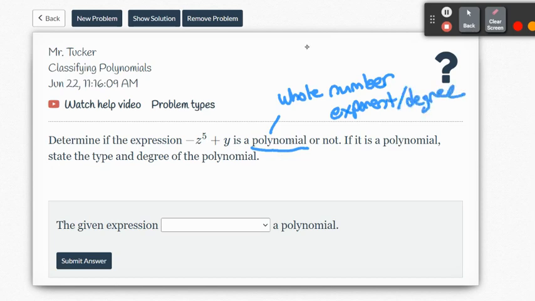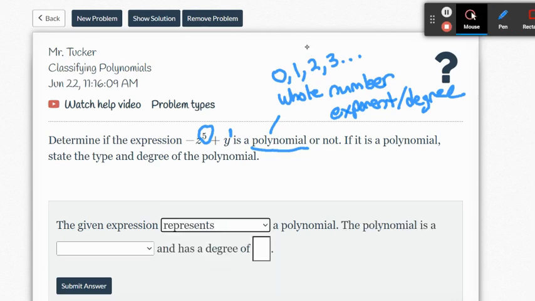Now, a whole number, let's talk about that for a minute, is all the natural numbers plus the value of 0. So basically 0, 1, 2, 3, and so on. So no fractions, no negatives, no irrationals is what a whole number is. So if you look here and you see a 5, and you look here and you see nothing, that nothing is actually a 1 because it's a variable to a power. These are whole numbers. So the first thing that we do is we say that is indeed a polynomial. So we say, yes, it represents a polynomial.